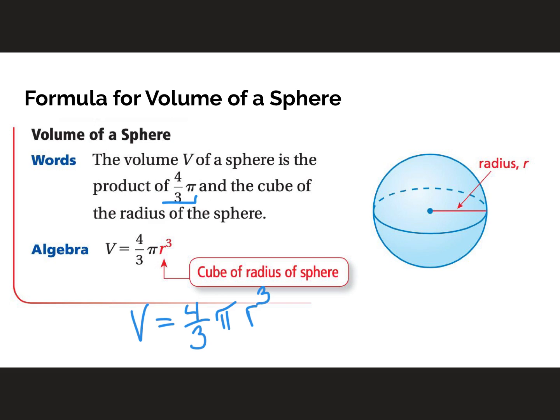Now, why is it cubed? Well, the radius is the only dimension we have for a sphere. So we don't have height. The height is sort of your radius. So it is 4/3 times the pi times your radius cubed.